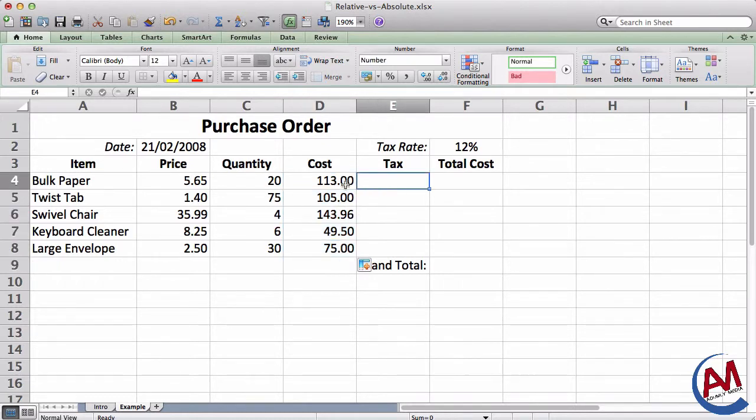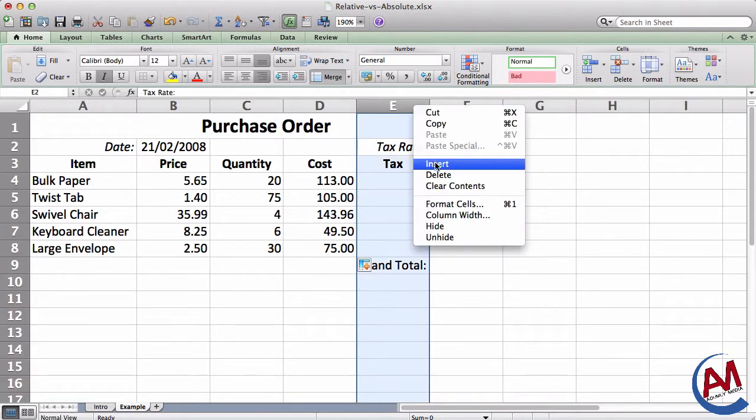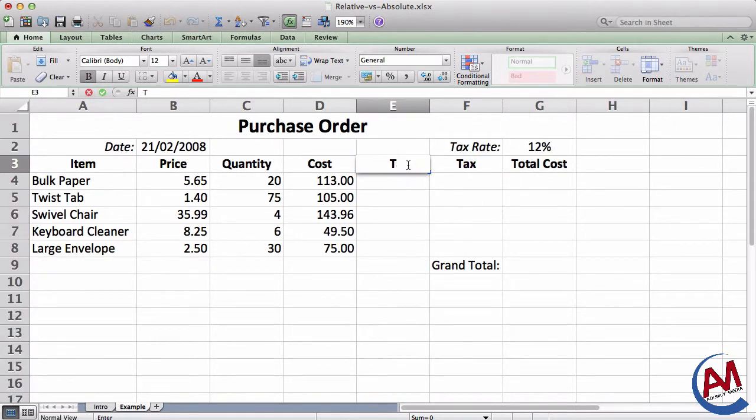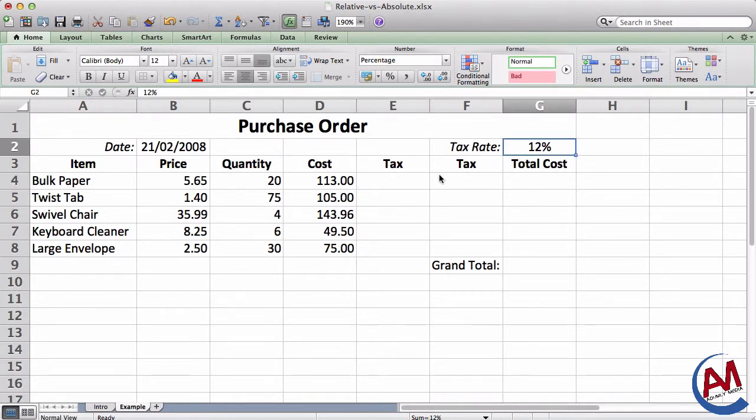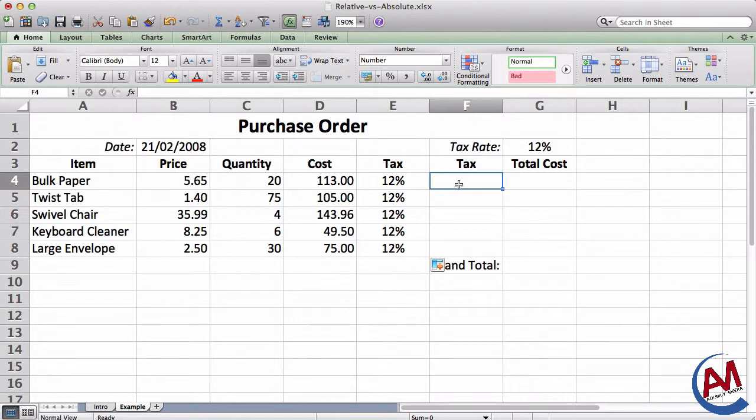However, the tax is the same on each item. And just an FYI, I could also have done this chart with an extra column that says tax, and just copied this all the way down, and used relative referencing for the tax cost. However, again, that makes it a lot more complex, and it's really unnecessary.